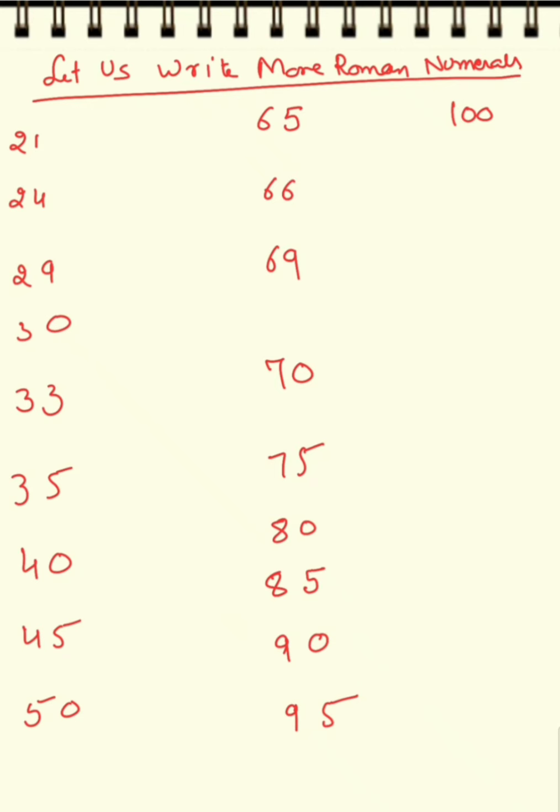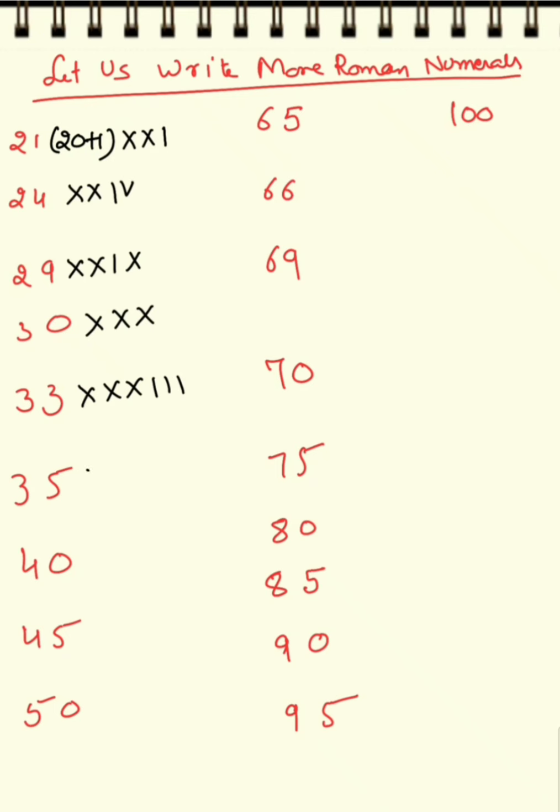21. 21 we can write like 20 plus 1. Symbol for 20 is double X and 1 is this. And for 24, 20 plus 4. We know 20 symbol is this, and for 4 we write like this. 29. 20 plus 9. How we write 9? Like this. And for 30 we will write like this. And 33, triple X and 3 ones. 35, triple X and V.